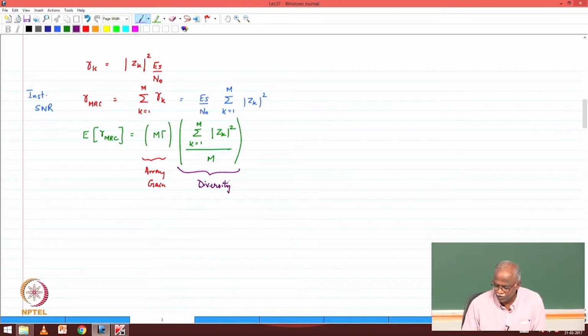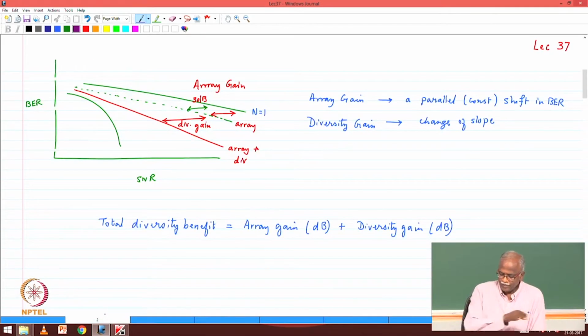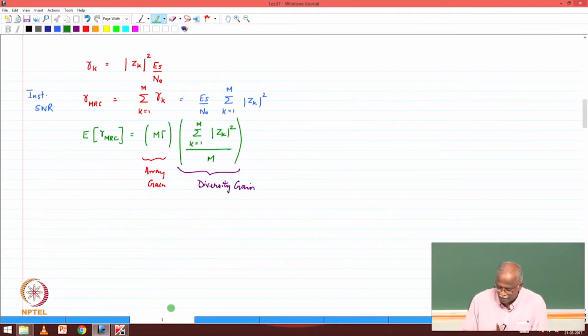Here is the way that we have visualized it. If I look at two-branch diversity, then the graph without diversity is the green line. If I have only the array gain, which is a 3 dB advantage, that will be a parallel shift of the BER graph, but then the MRC actually changes the slope as well, and therefore we get the additional benefit which we attribute to diversity gain. So total diversity benefit is array gain plus diversity gain. Again, keep that picture in mind.